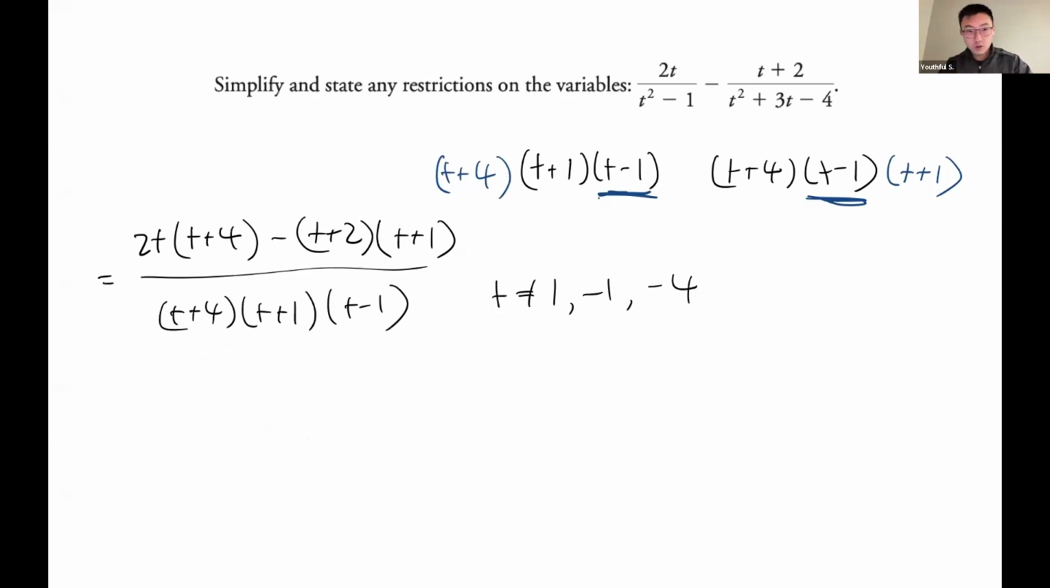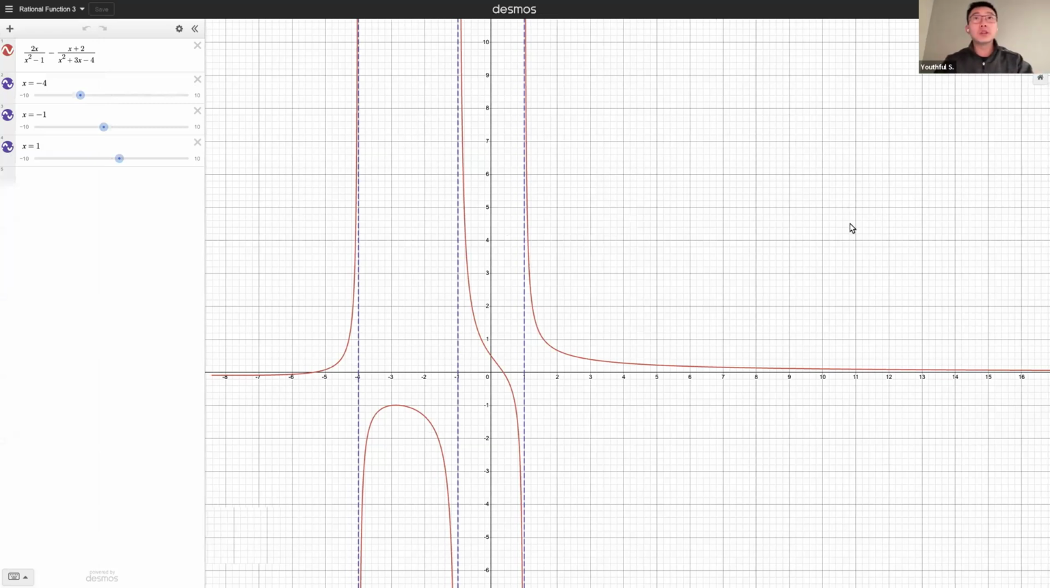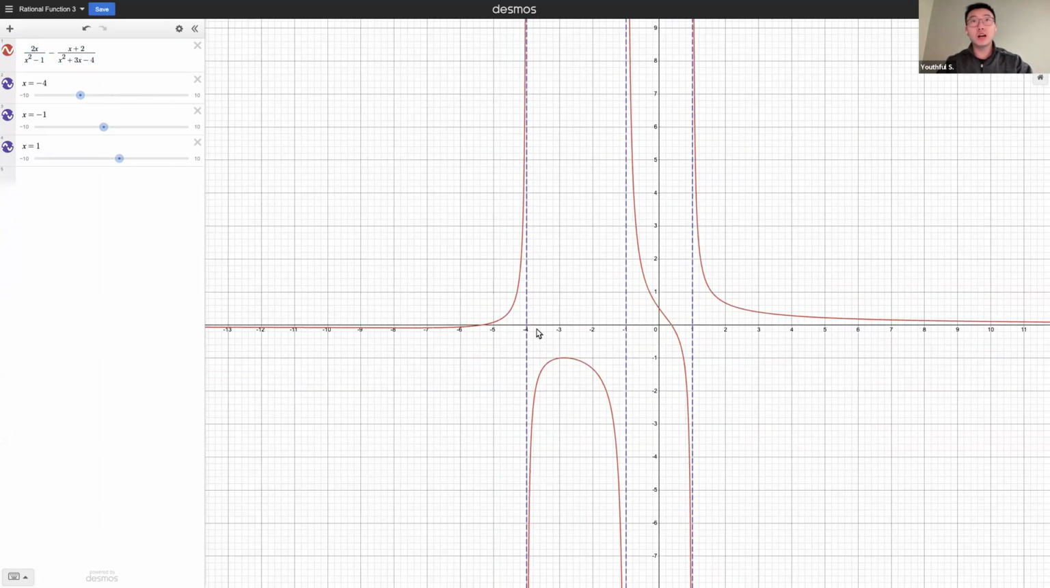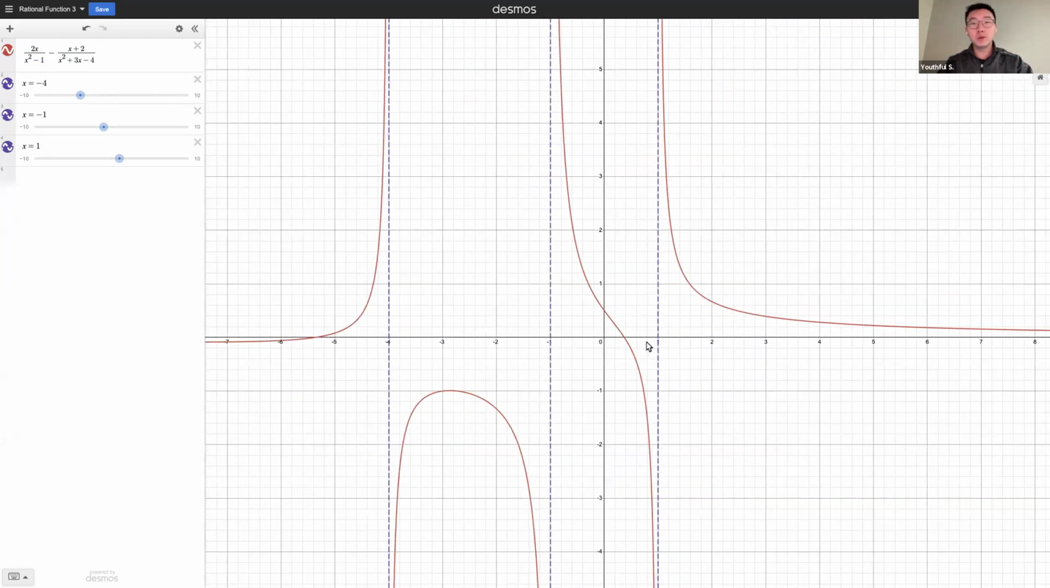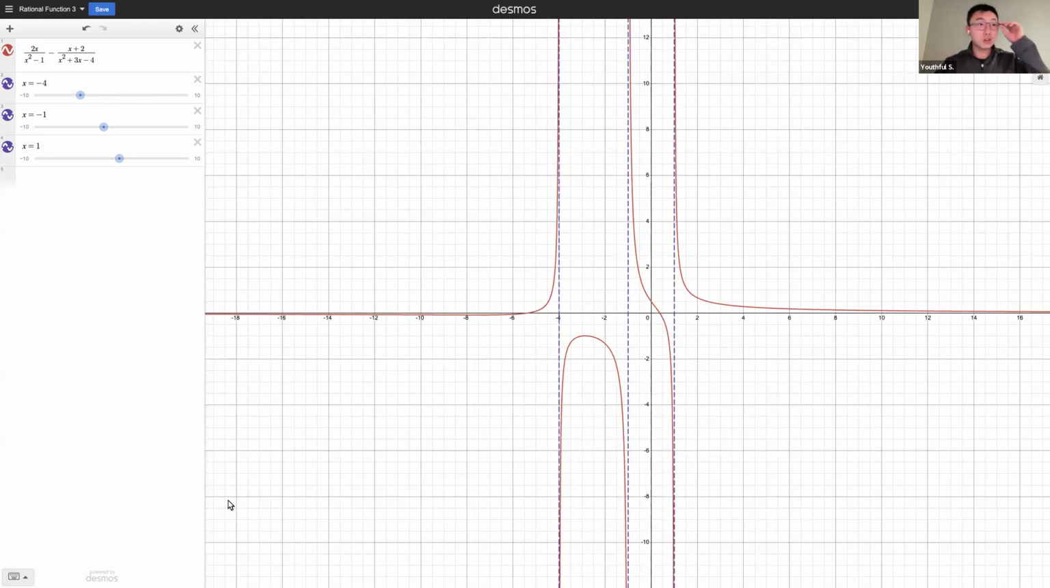And just to make sure that's correct, we can also look at the graphed version. I'll just quickly share my screen. Quickly share the graph. So we can see here that this is the unsimplified form. And we can see we have three vertical asymptotes here at -4, -1, and +1. So that does match what we calculated.